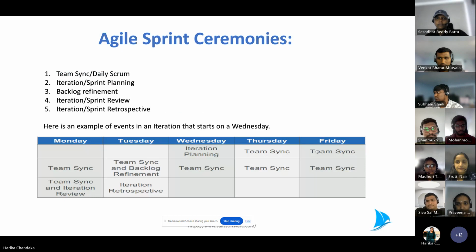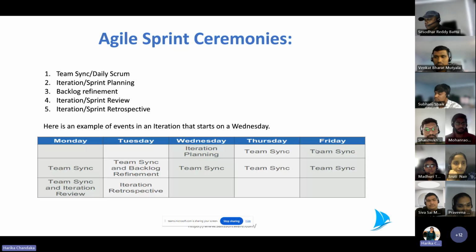Today I'm just going to discuss these ceremonies: daily scrum, sprint planning, backlog refinement, sprint review, sprint retrospective. This is a generic example of a 2-week sprint and how these ceremonies are aligned. Of course, 90% of projects who are into Scrum framework would ideally follow the same plan. Every Wednesday we start with iteration planning. Of course, not every Wednesday, bi-weekly. Daily we have the daily stand-up calls. We call it team sync, daily Scrum, daily huddles, etc.